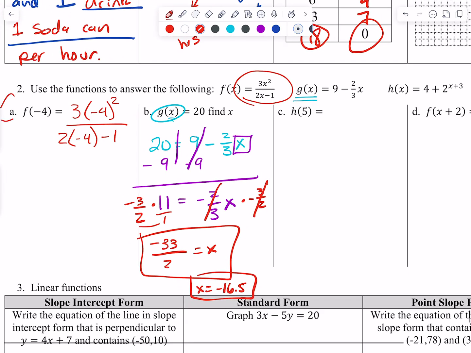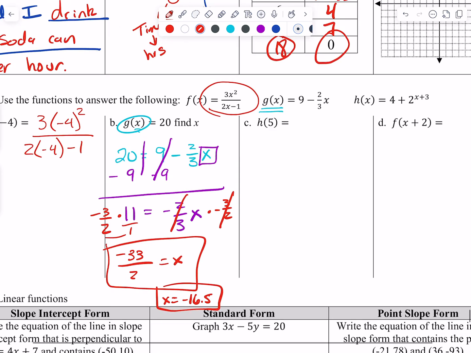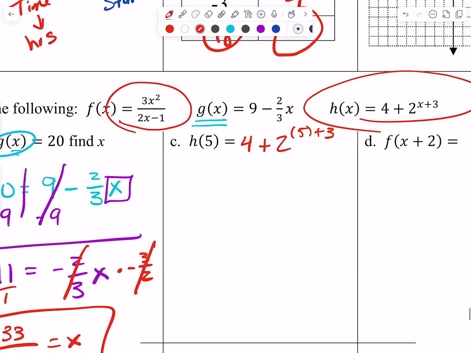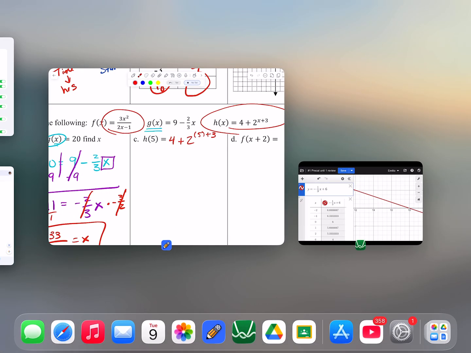C is just like A, so I'll do this one quickly. We're going to plug it into h of x. So we're going to take 4, plug in 5 in place of x. So we put a parentheses. And again, technically, you can stop here. This is the correct answer. Now, if you are going to type this into Desmos, I do want to show you that here real quick.